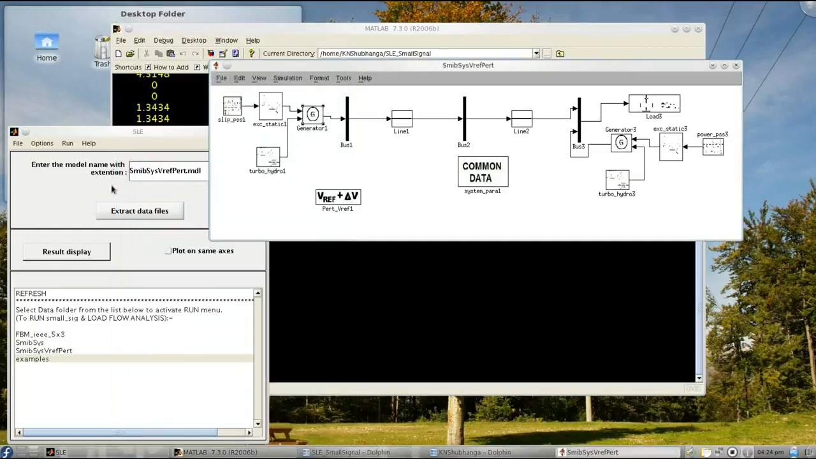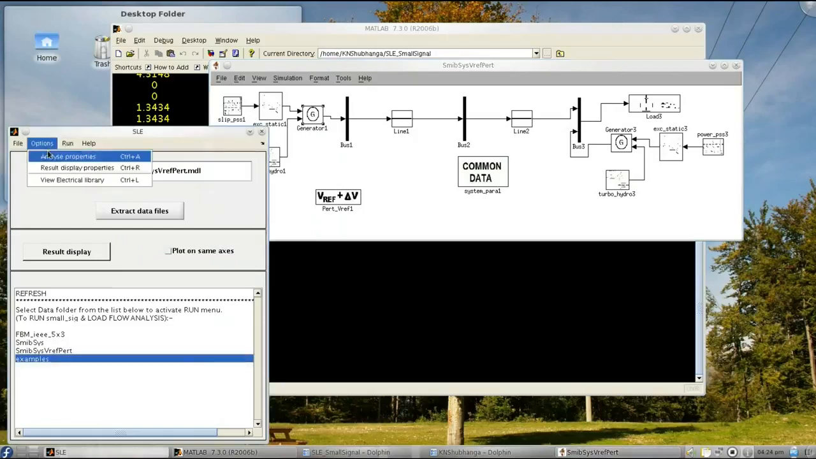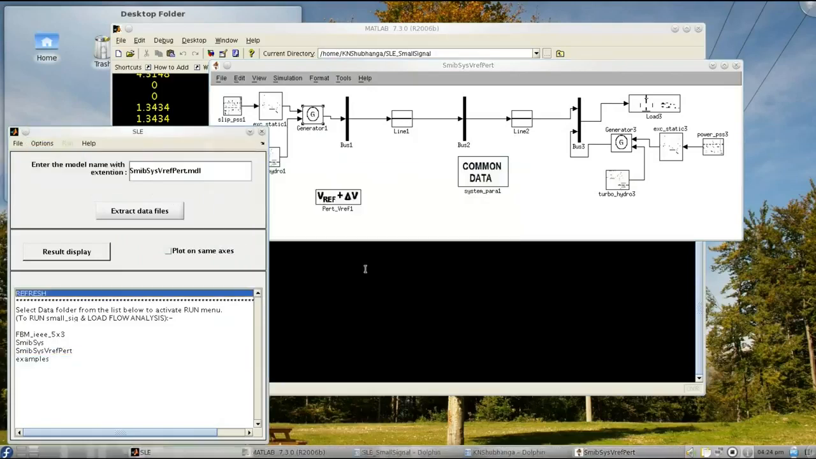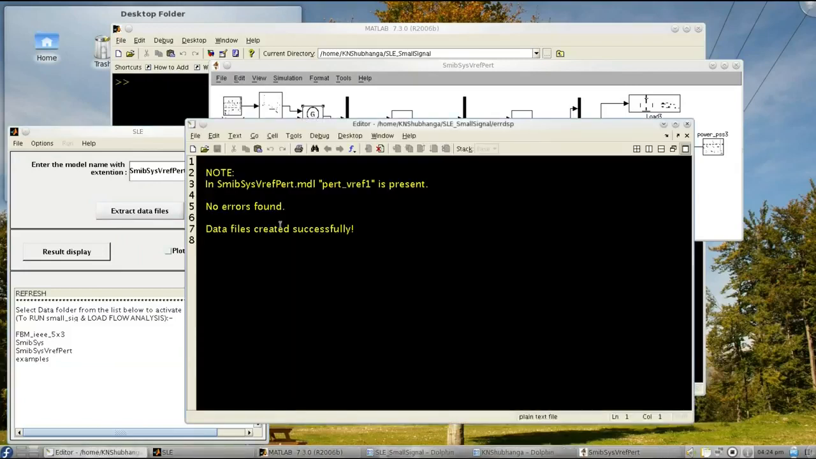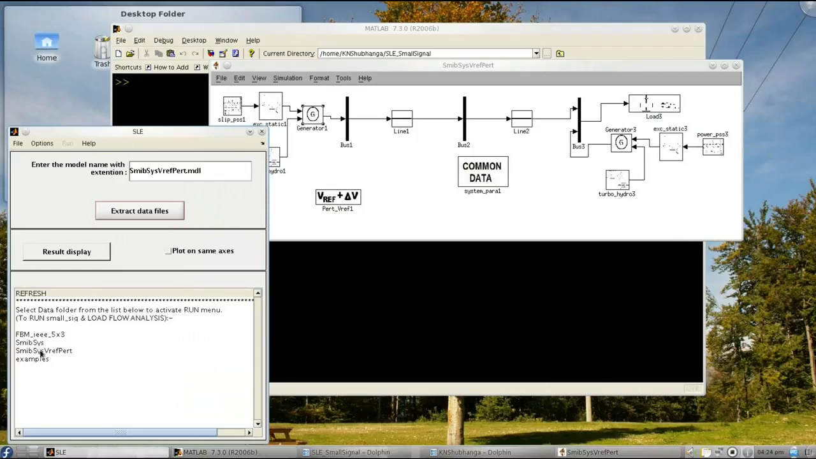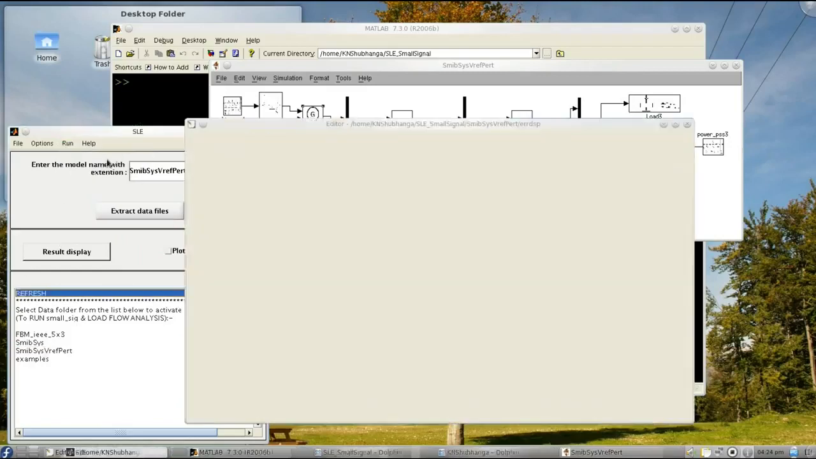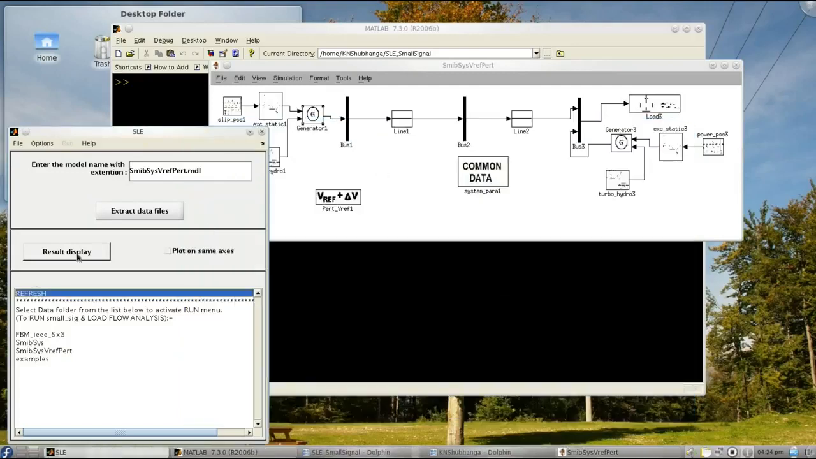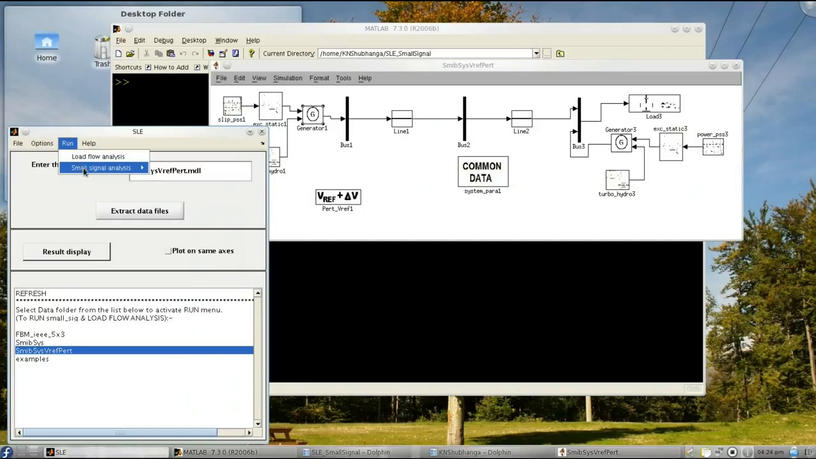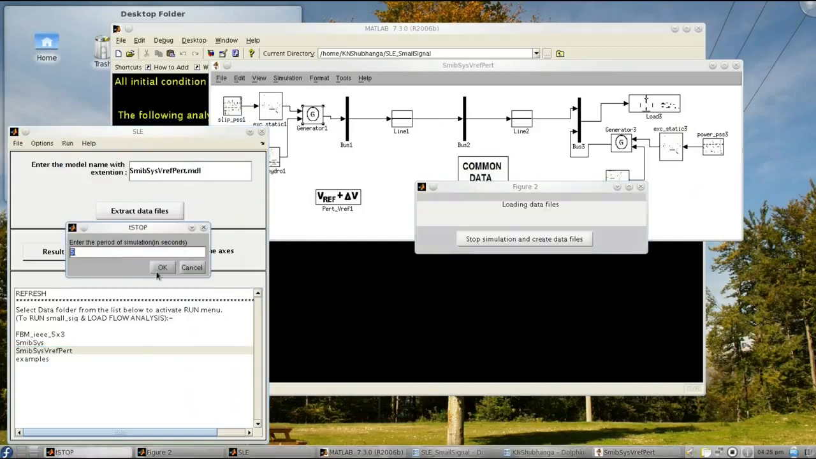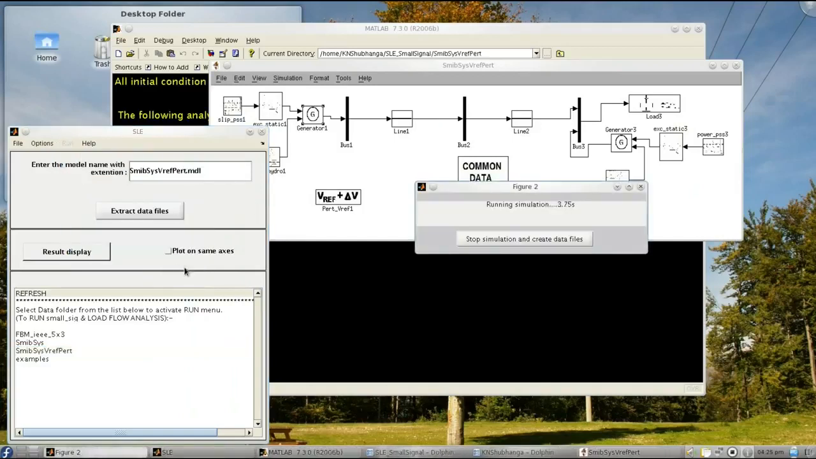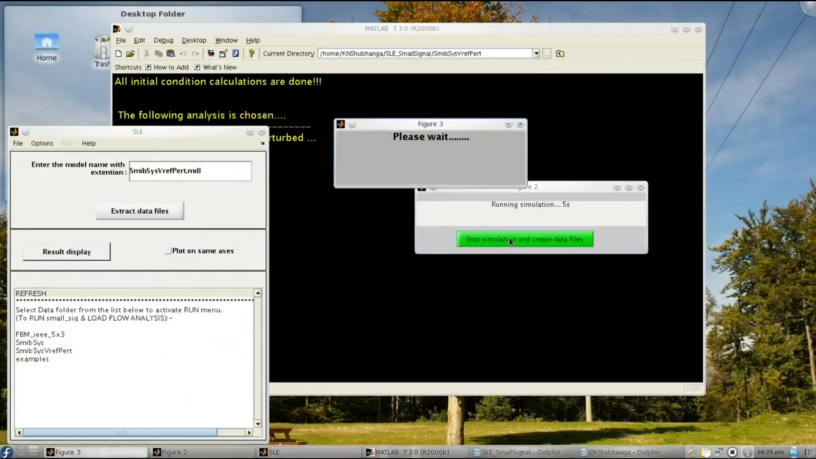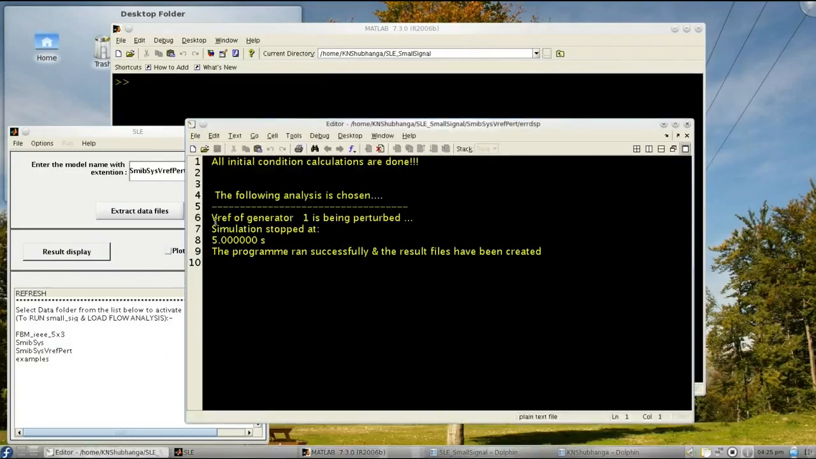So saving the model and extracting the data files. So data file folder is updated with the new values. So selecting the folder, but now performing load flow analysis, since we have changed the load value, and now performing transient stability analysis. Result files are created.